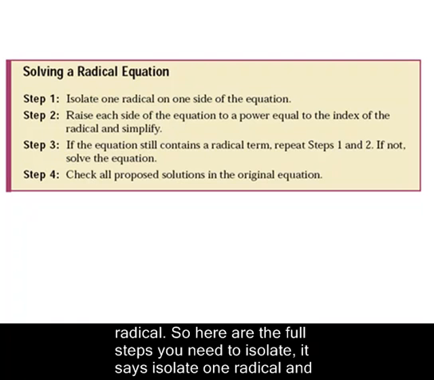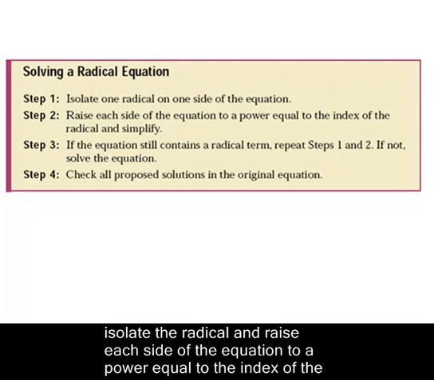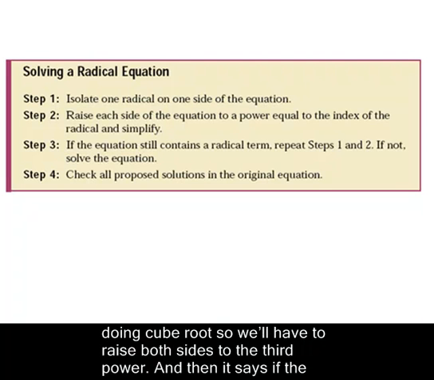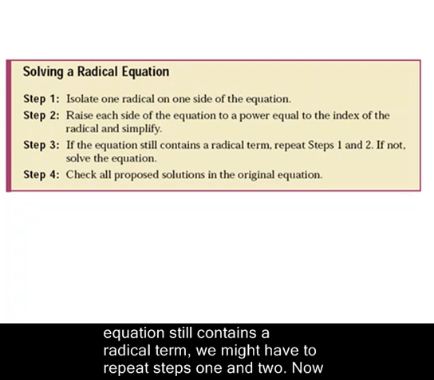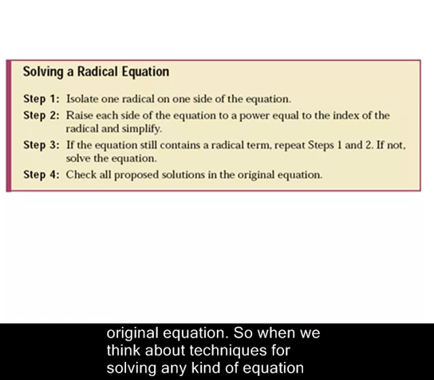You need to isolate one radical, and most of the time there's only one radical. We'll do a couple with two. So you always want to isolate the radical and raise each side of the equation to a power equal to the index of the radical and simplify. When they say equal to the index, we'll see a few where we're doing cube roots, so we'll have to raise both sides to the third power. Then, if the equation still contains a radical term, we might have to repeat steps 1 and 2. Now here's another really, really important step, which says check all proposed solutions in the original equation.